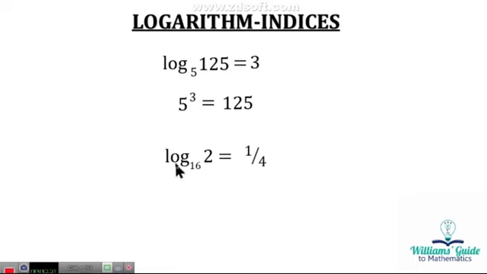Also, we can have log 2 to base 16 to be equal to 1/4. Remember, we start with our base, which is 16 here. 16 will be raised to this power 1/4, so that we have 16 raised to the power of 1/4 is equal to 2. So we have 16 raised to the power of 1/4 to give us the answer 2.